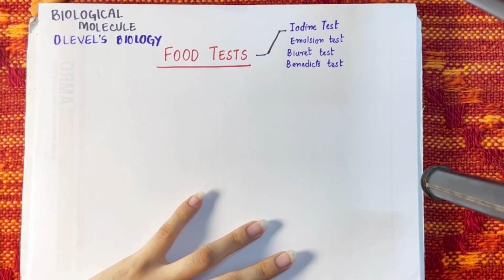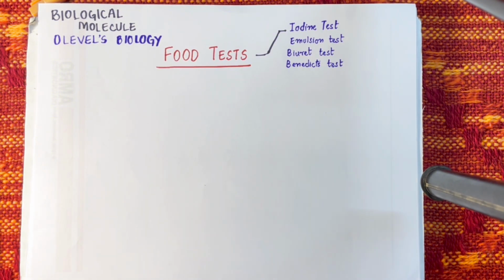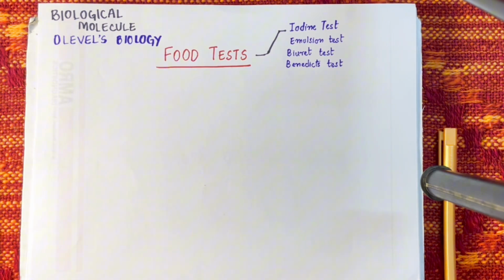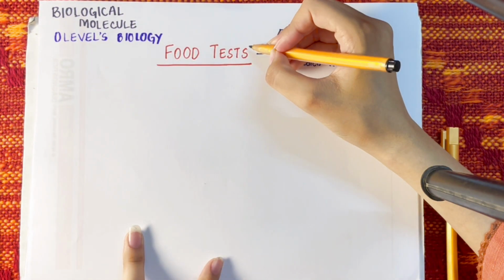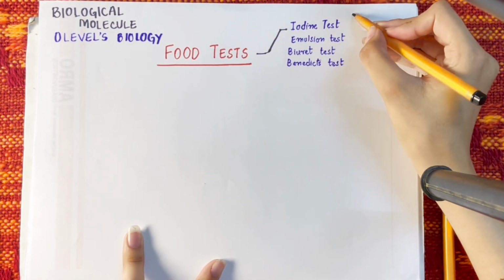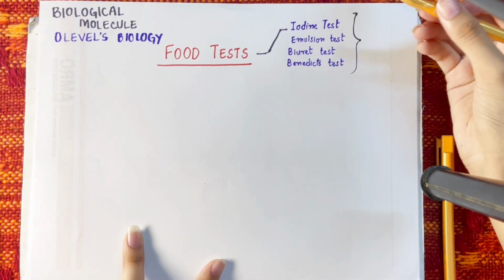This is lecture number 3 for the chapter in which we are covering the biological molecules. In today's video, we are talking about the food tests. We've already covered the rest of the topics in the previous videos. In this last video, we are required to cover the topic that is the food test, which is further divided into four kinds of tests.